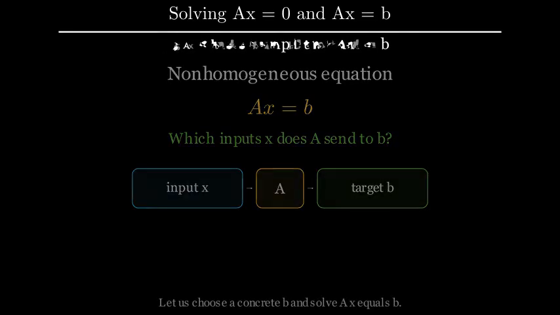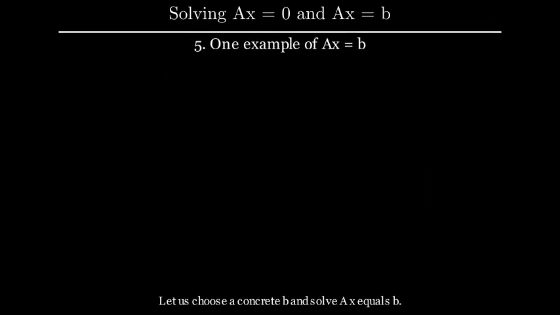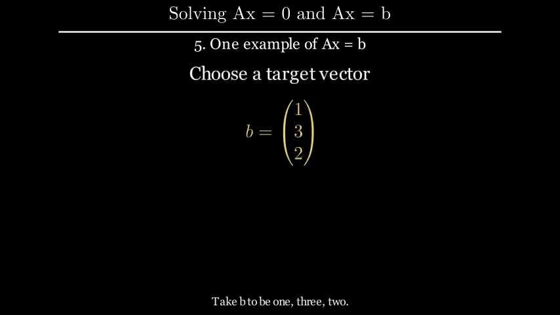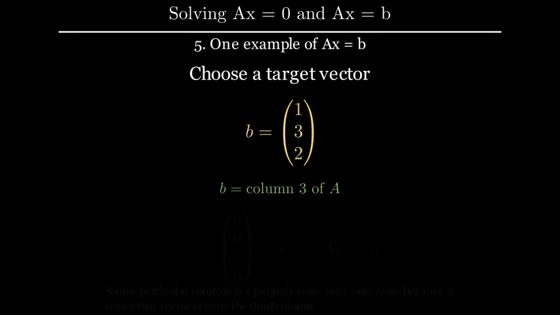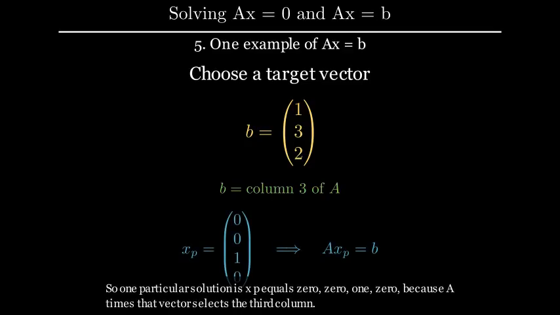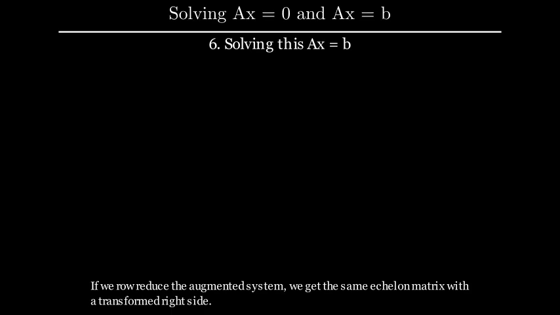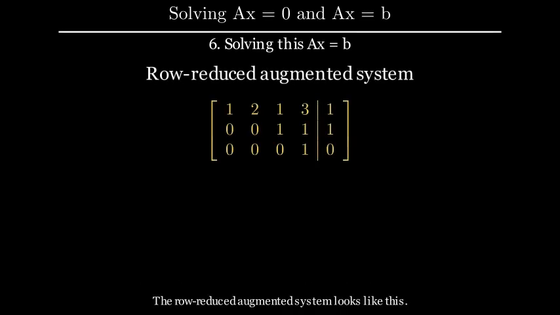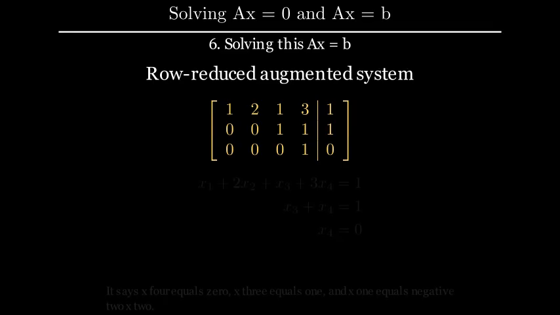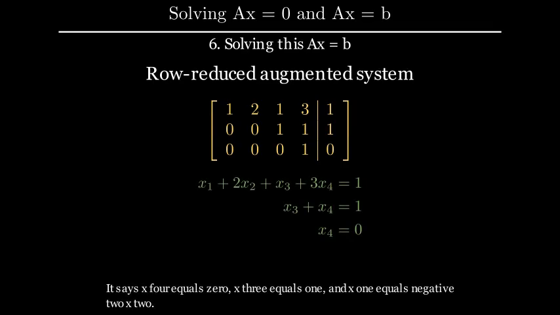Let us choose a concrete B and solve AX equals B. Take B to be 1, 3, 2. This B is the third column of A. So one particular solution is xp equals 0, 0, 1, 0, because A times that vector selects the third column. If we row reduce the augmented system, we get the same echelon matrix with a transformed right side. The row-reduced augmented system looks like this. It says x4 equals 0, x3 equals 1, and x1 equals negative 2x2.